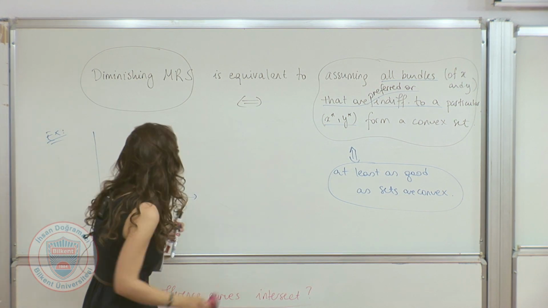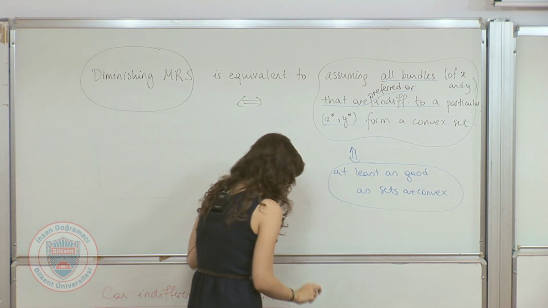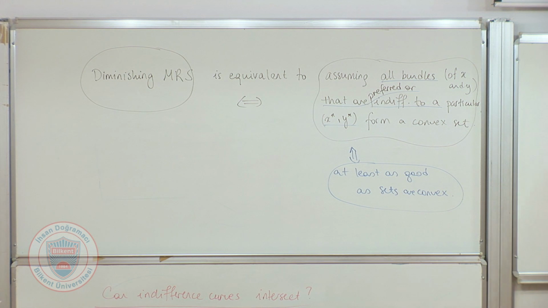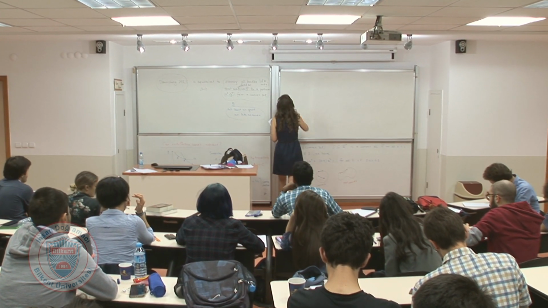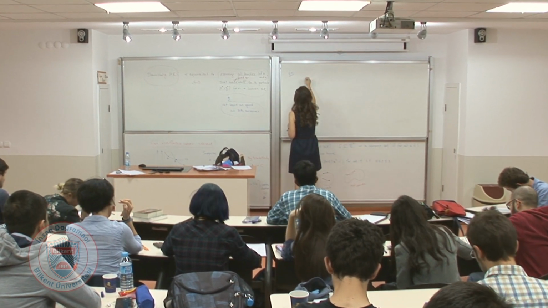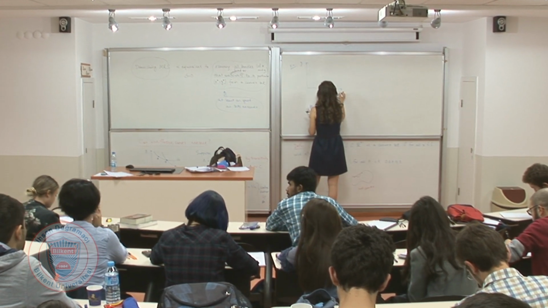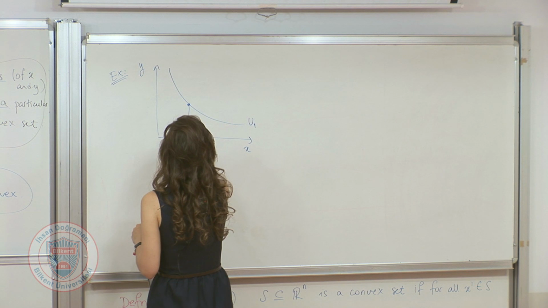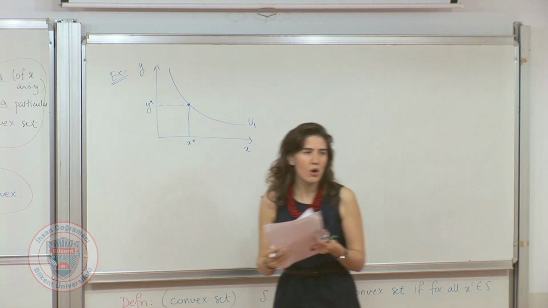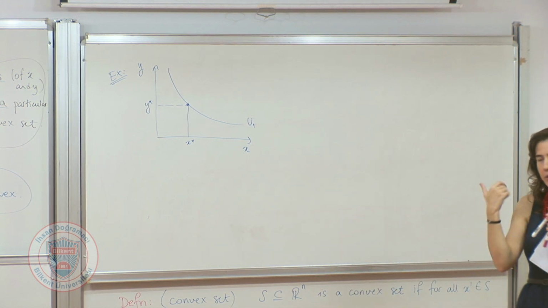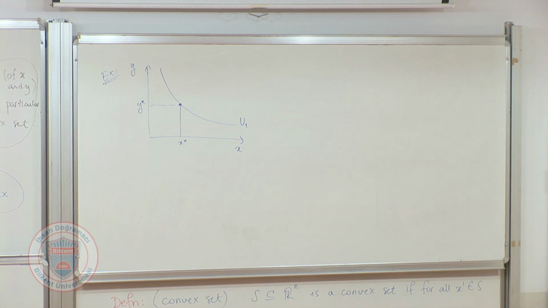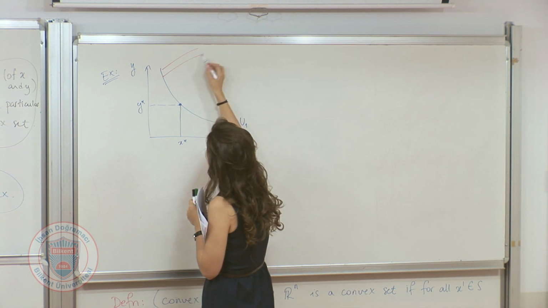So let me give you some examples. I put y here, x here, and I have my indifference curve. Let's say this is a utility level u1. Suppose I have my x star here and my y star here. What is the set of all the bundles which are either preferred to x star, y star or indifferent to it? It's right above the indifference curve, so it's here.